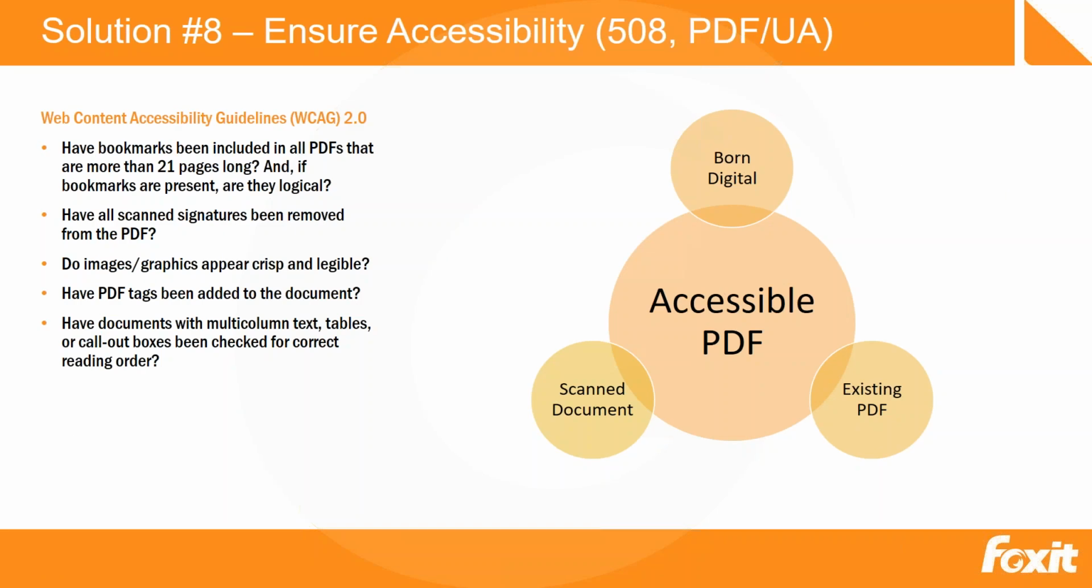And then the last thing here, of course, is accessibility. So we are WCAG 2.0 compliant. And you just want to make sure that you have all the bookmarks, that they're in logical order. There's certain things that you need. You may need the images clear and crisp and legible. So we have all that technology around PDFs, that they're tagged, and that you can also set alt text for all the figures.